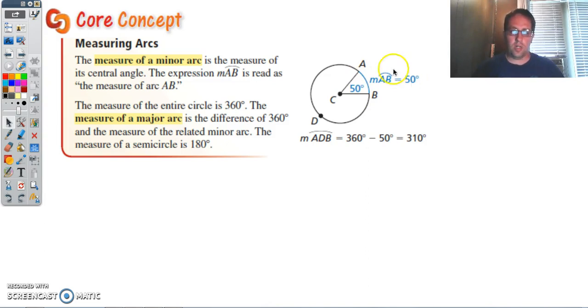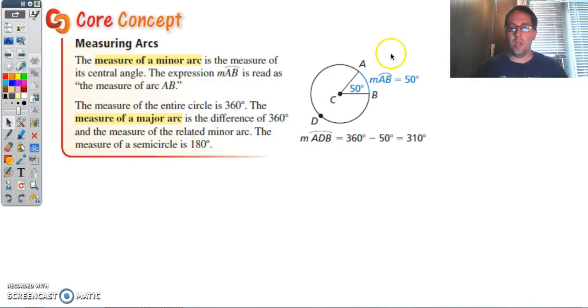All right. Now, this is a minor arc. And a minor arc is defined as an arc that is less than a semicircle. A semicircle is, of course, half a circle, so it has a measure of half of a circle's measure. Since circles are 360 degrees, a semicircle would be 180 degrees.